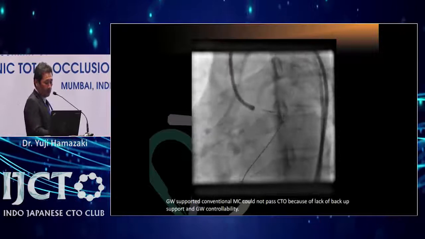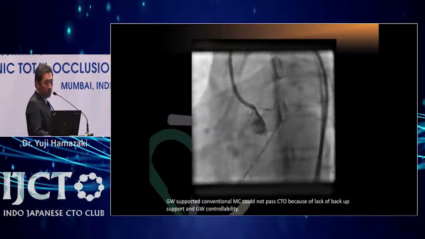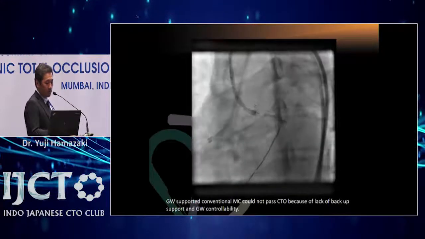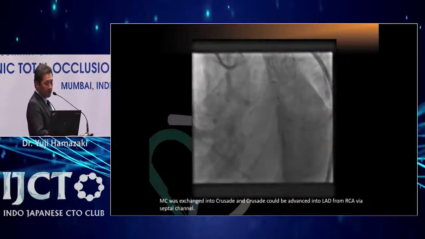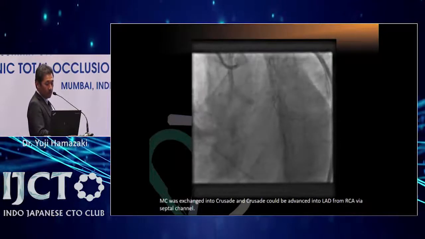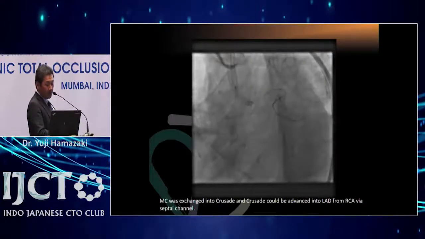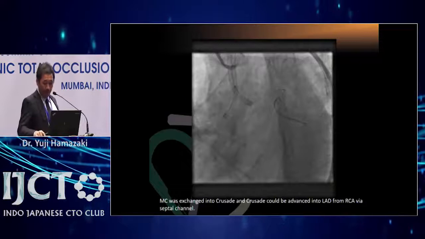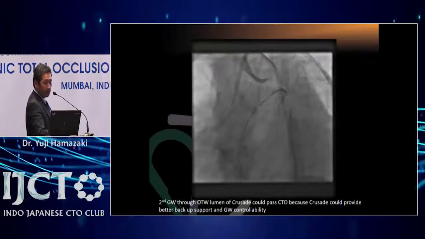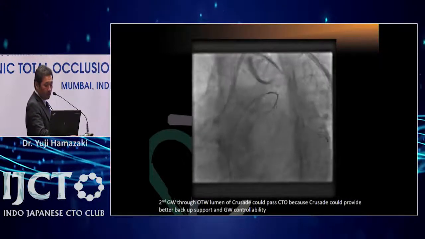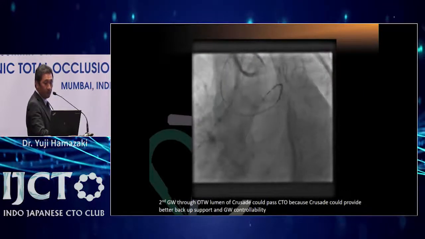And the guide wire supported by a conventional microcatheter could not pass the CTO because of lack of backup support and guide wire controllability. You can see. The microcatheter was exchanged into Crusade, and the Crusade could be advanced into the LAD from the RCA via the septal channel easily. A second guide wire through the OTW lumen of Crusade could pass the CTO because Crusade could provide better backup support and guide wire controllability.